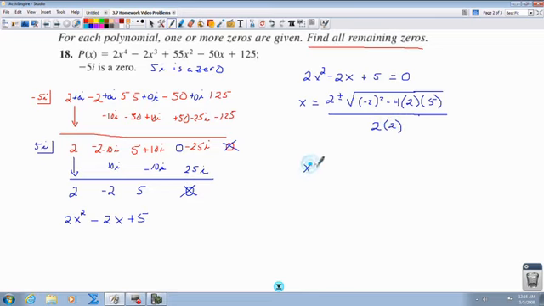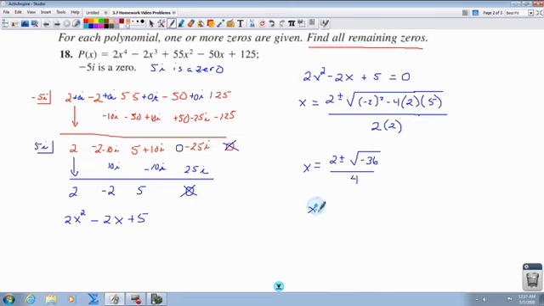That leaves us with x equals 2 plus or minus the square root of negative 2 squared is 4, and 4 times 2 is 8, 8 times 5 is 40. So we have 4 minus 40, and 4 minus 40 is negative 36. And that's all over 2 times 2, which is 4.